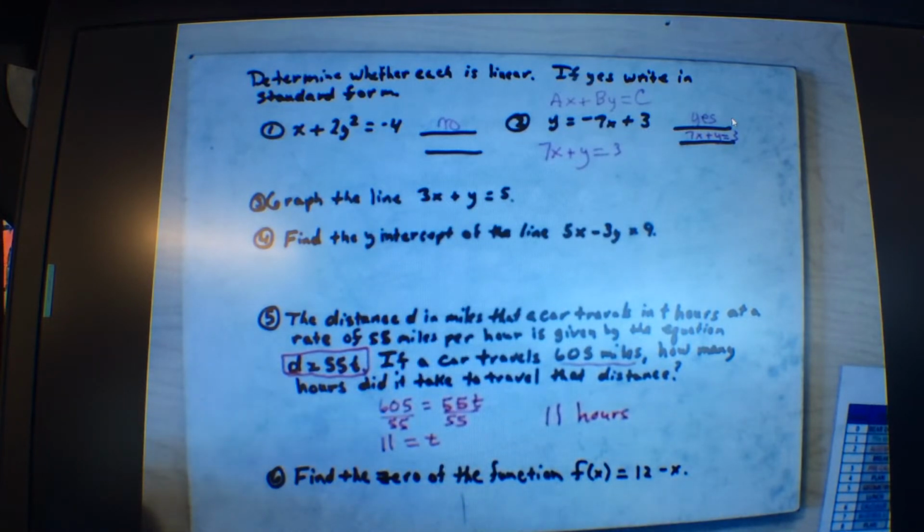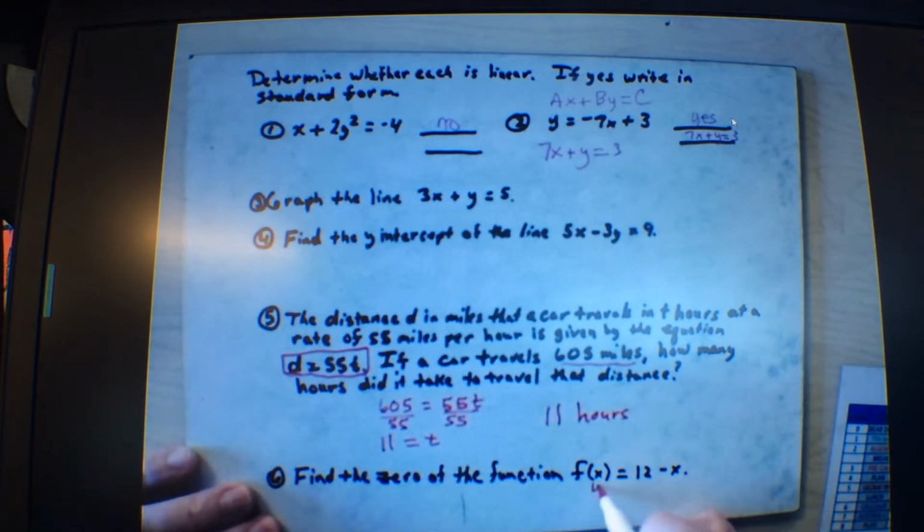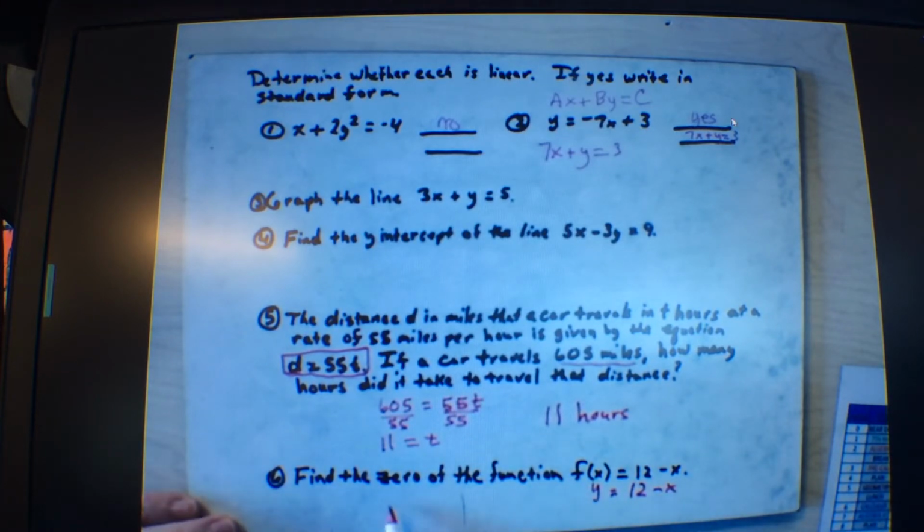What do I do? Ryan, this is where you had to come in. You remember? All right, so what do I do, Ryan? Since you didn't like to graph, use that other method. What is that other method? Okay, and what do I do? Okay, change this to y equals 12 minus x, correct? All right, how do I find the 0 of the function, Ryan? What's 0? What is the 0 of the function?